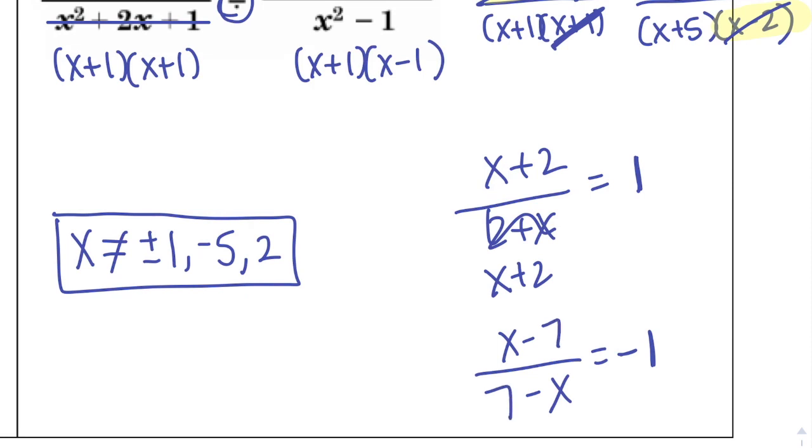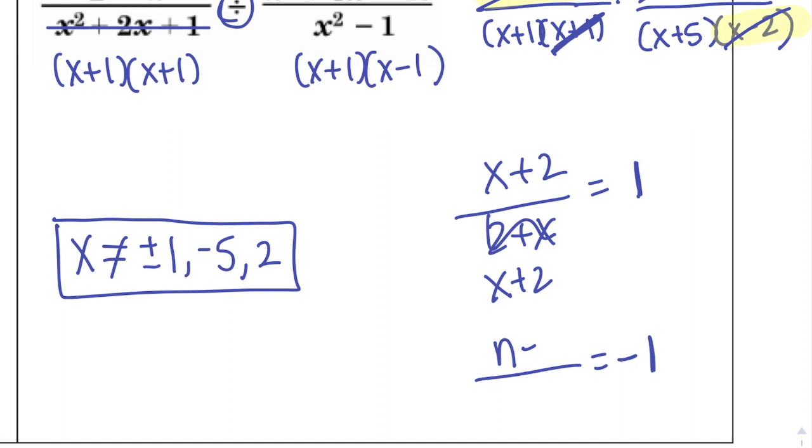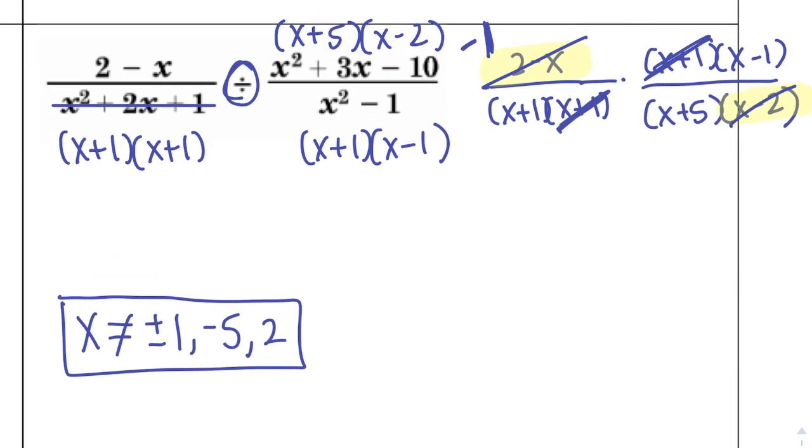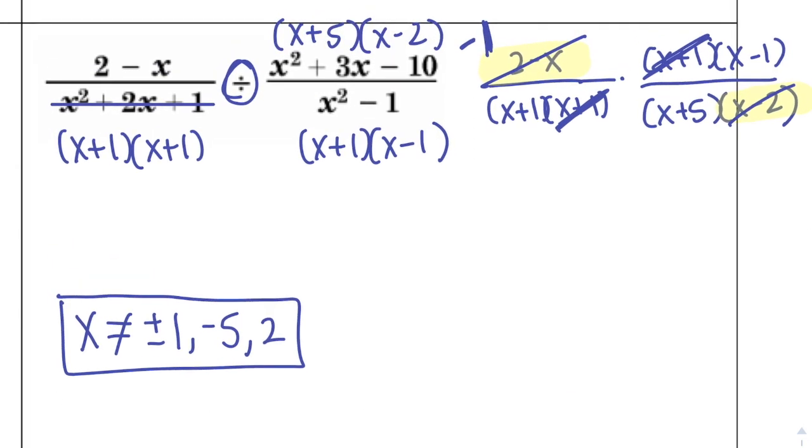So x minus 7 over 7 minus x, still negative 1. N minus 7 over 7 minus n still cancels to negative 1. So in that case, 2 minus x over x minus 2 would cancel to negative 1. So what I'm left with in the numerator is negative 1 times x minus 1 all over x plus 1 times x plus 5.